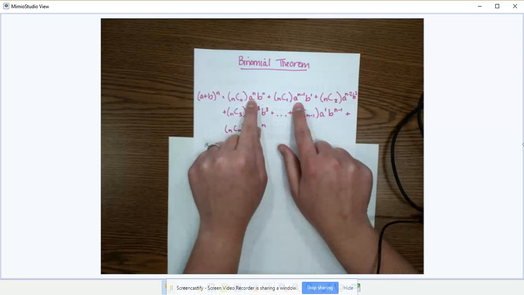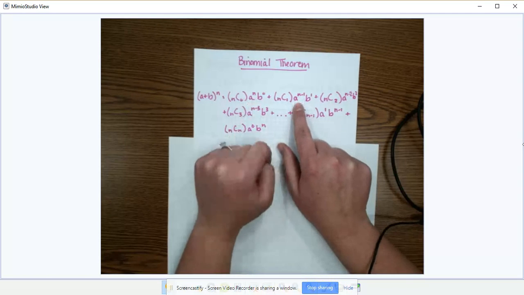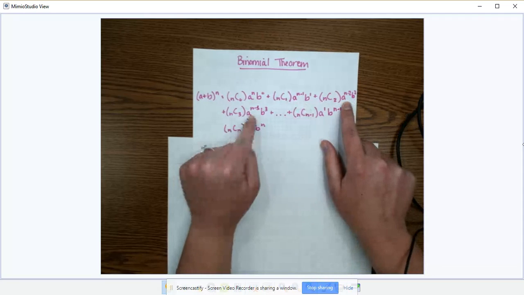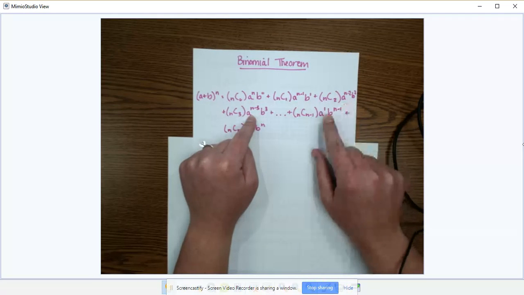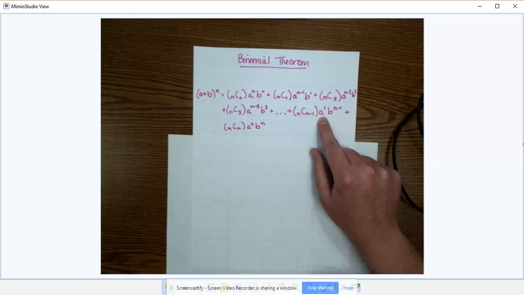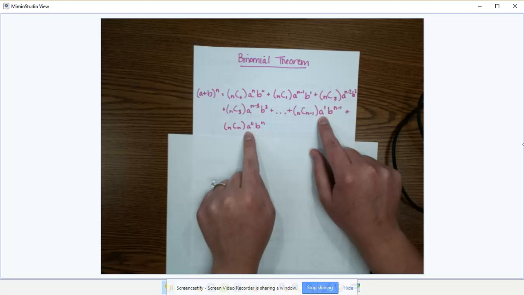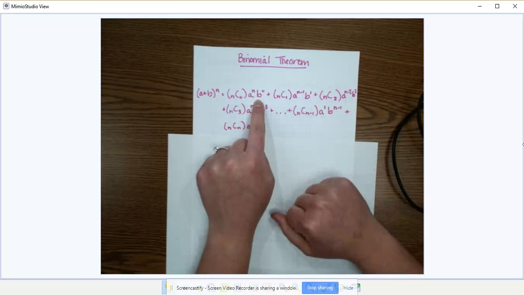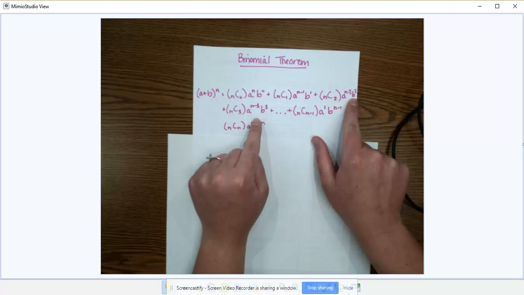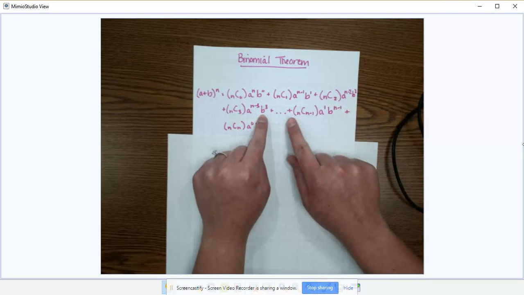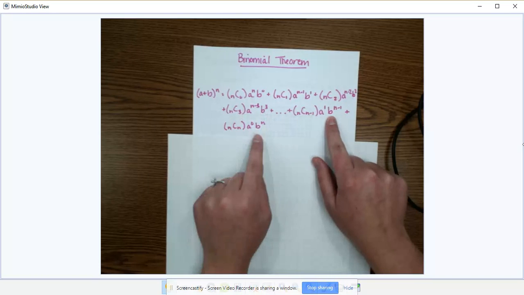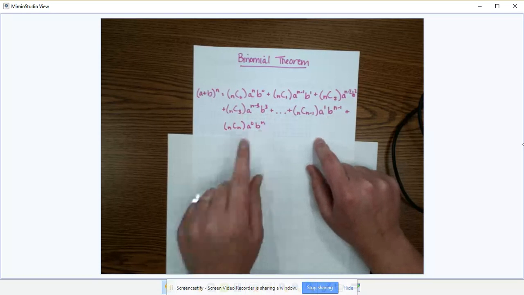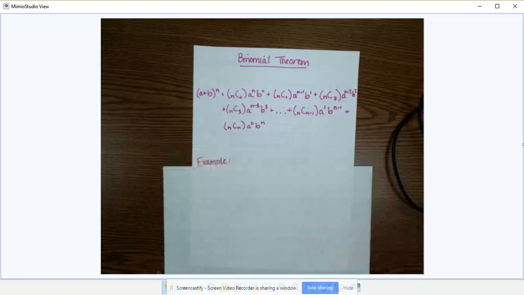Then our first variable, in this case a, decreases a power each time. So n to n minus 1, to n minus 2, to n minus 3, and so forth. Eventually that a would get down to a 1 power and then to a 0 power. Likewise, our second variable increases power. So b to the 0, b to the first, b to the second, b cubed, b to the fourth, b to the fifth, and so on. Eventually we would get up to b to the n power.